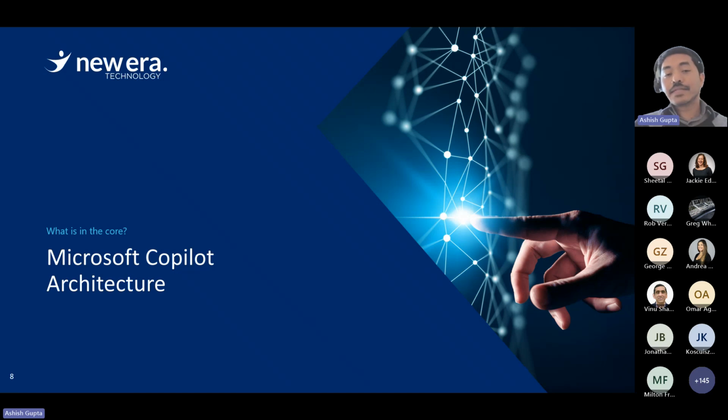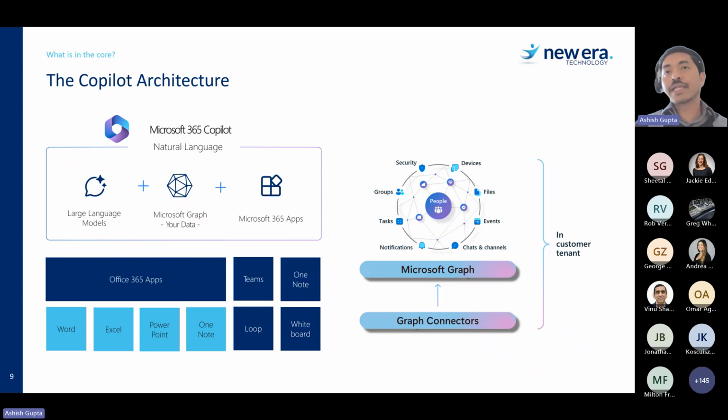Now let's understand the architecture of Copilot. Architecture doesn't mean I will go too deep technical here, but it's important to understand how Copilot is working internally. What are the different components it talks to, and how does it generate the relevant response for us when we ask a question? Here you see Microsoft 365 Copilot has a few components that it communicates with.